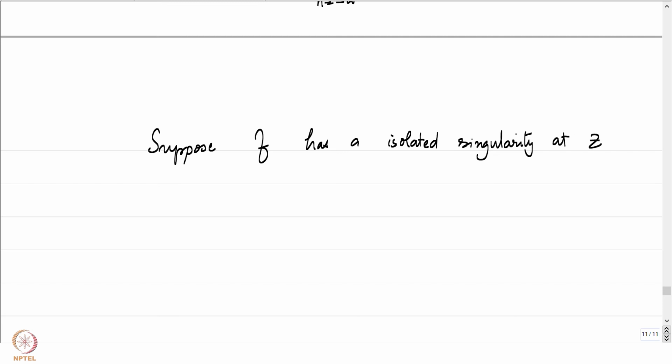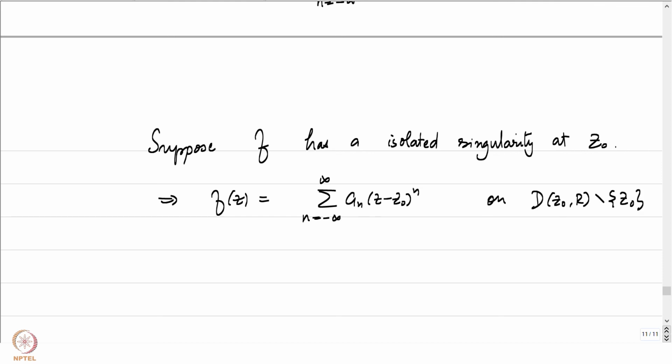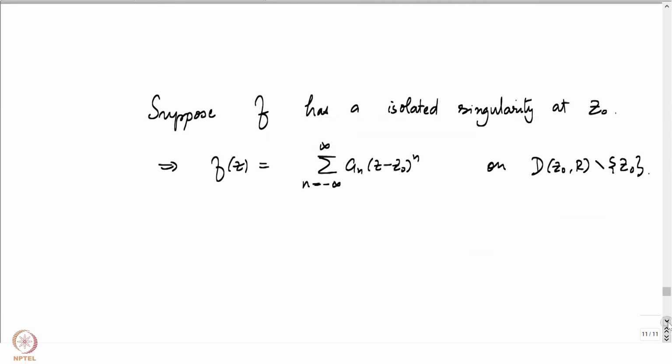At z0. What would that mean? This means that f of z is equal to the summation of a_n (z minus z0) to the power n, from minus infinity to infinity, on D(z0, R) minus the point z0. Notice that the lower radius r1 is equal to 0 and r2 is our capital R. In that annulus, which is the punctured disk, our function f can be written in this Laurent series expansion.